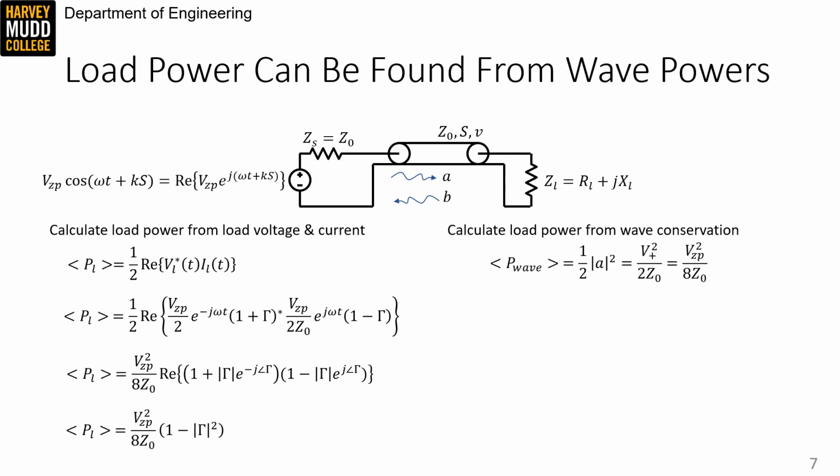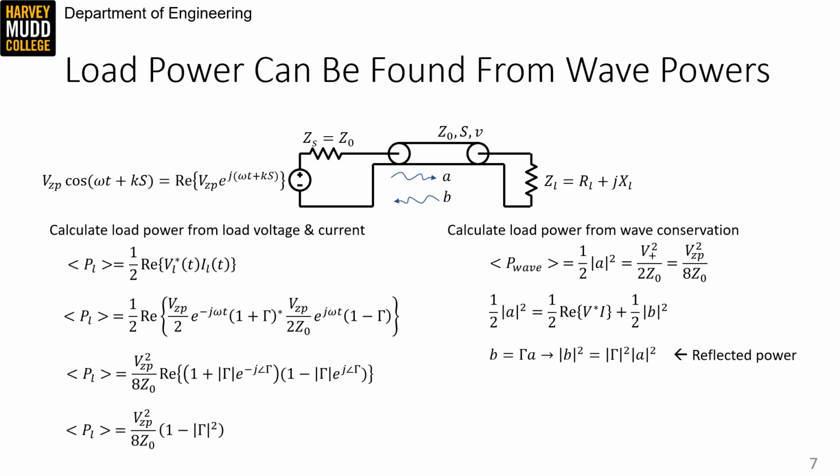Leaning on power conservation requires us to remember how much power is in a wave. Fortunately, we defined A to have an easy relation to power. Specifically, power is 1/2 of the magnitude of A squared. A was defined as the right traveling amplitude squared over 2Z0, which is equal to VZP squared over 8Z0 in this case. Power conservation states that any power carried into the load by wave A needs to either be dissipated or reflected out on wave B.